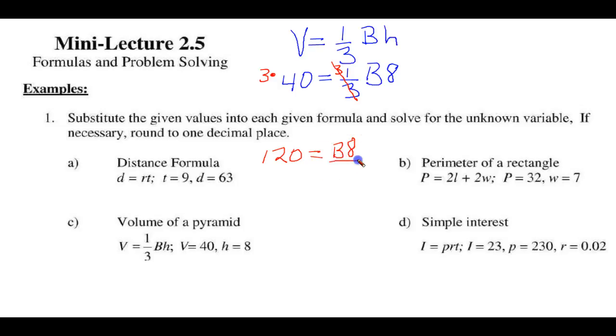And how do we isolate the 8? Or I should say the B. How do we get rid of the 8? We divide both sides by 8. And B equals 15. So a very good strategy: when you have a fraction, get rid of the fractions by the technique we've used before.